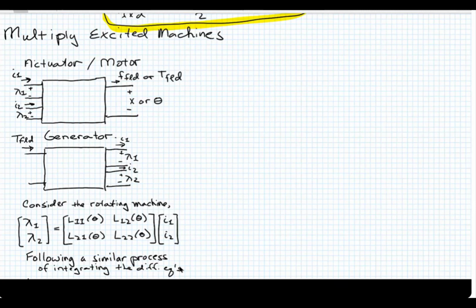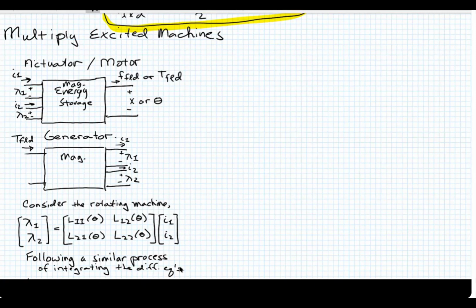Okay, so anyway, multiply excited machines. Can you have machines that are excited by more than one winding? That's what it means. Yes, you can. And so I'm going to go over this relatively quickly, because we're going to be working with multiple windings from this point forward, but I just want to show you the top-level understanding. So going back to our physics-based approach, where this is an energy storage system, and magnetic energy storage. Same thing down here.